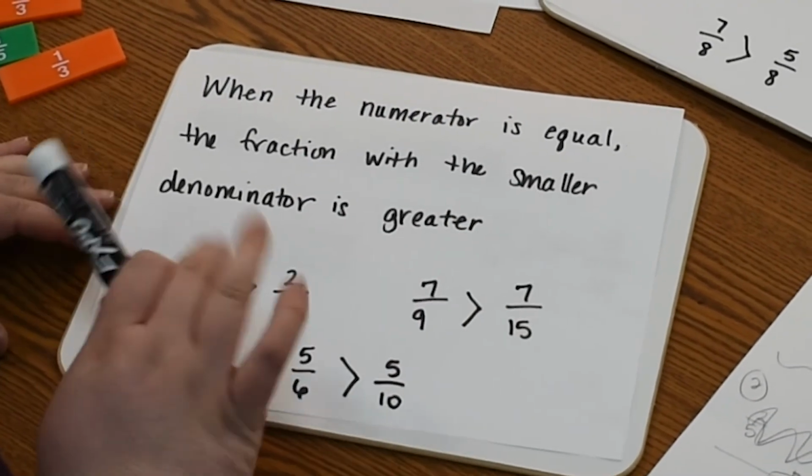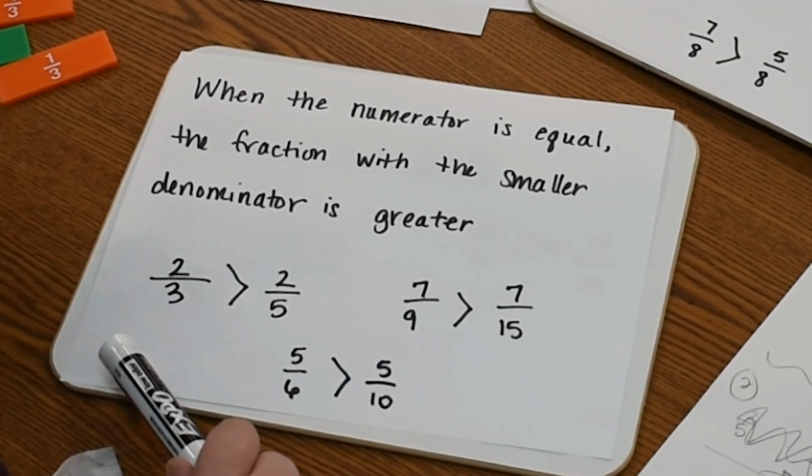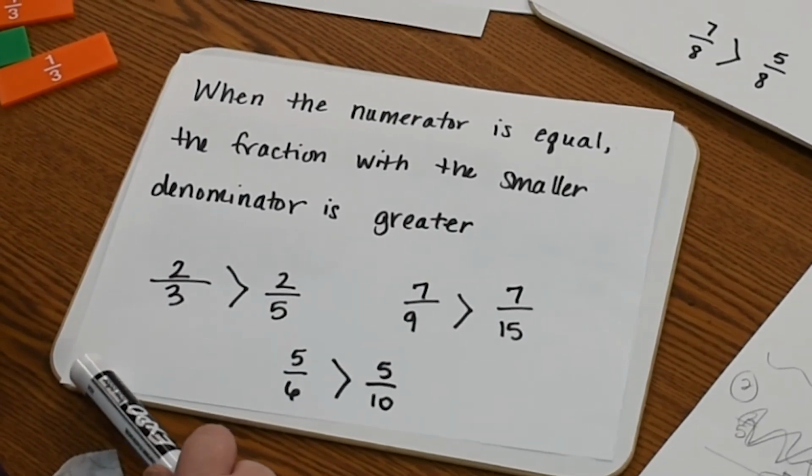So this concludes the first part of comparing and ordering. Next, we're going to look at how to benchmark using a number line.